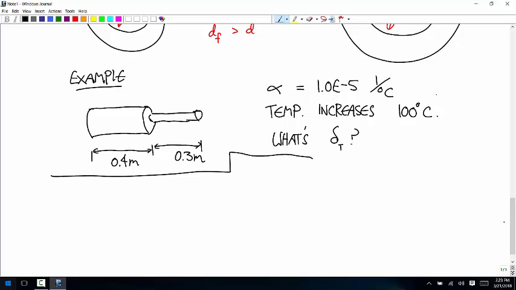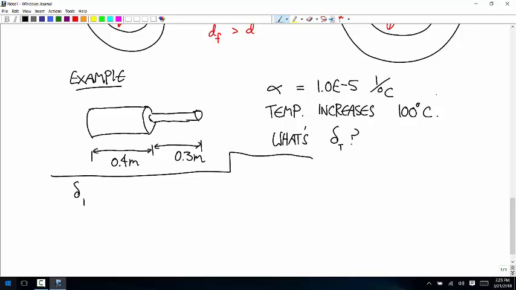Okay, so how do we do this? I didn't give you any details about the thickness and all this stuff. That's because it's easier than that. In this case, every length dimension is going to change the same. The total length is 0.7.